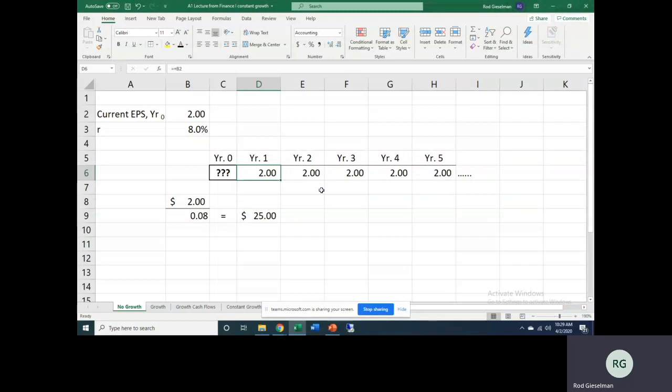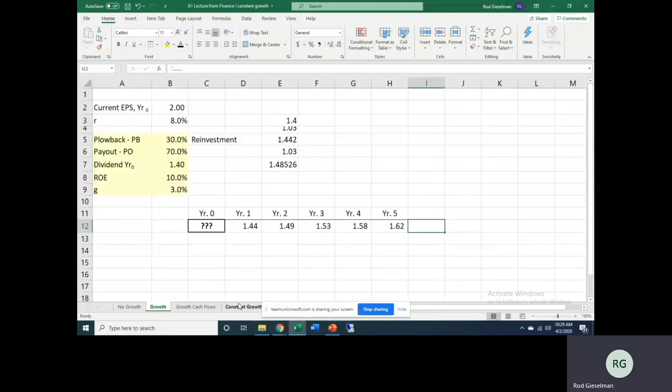If you remember, the present value of a perpetuity is the cash flow divided by the rate. So we take a $2 annual cash flow divided by an 8% cost of capital. We would value this stock at $25.